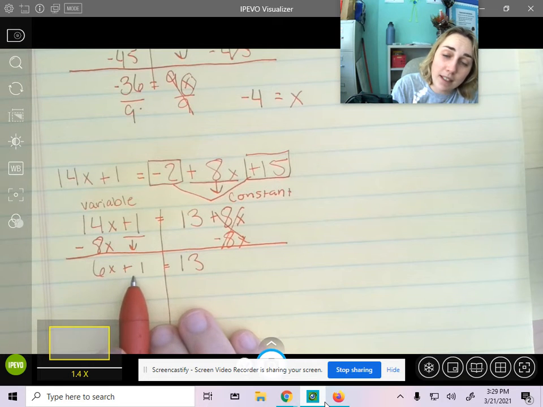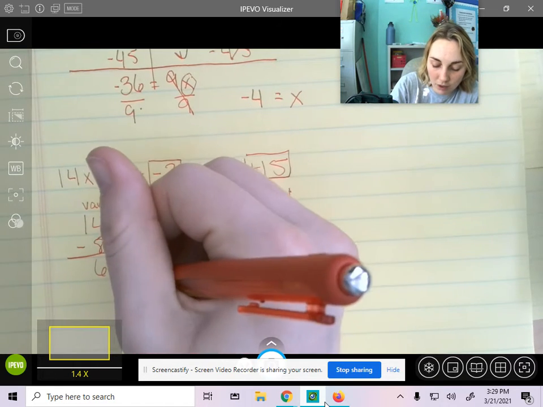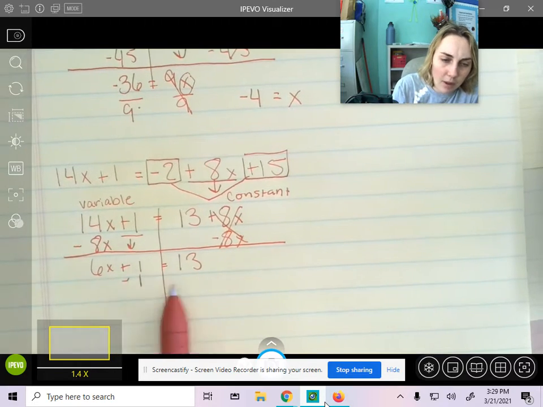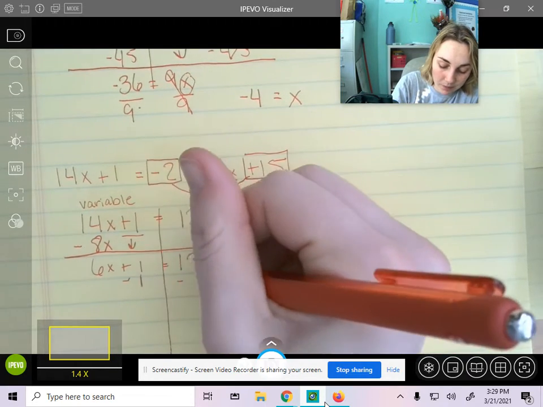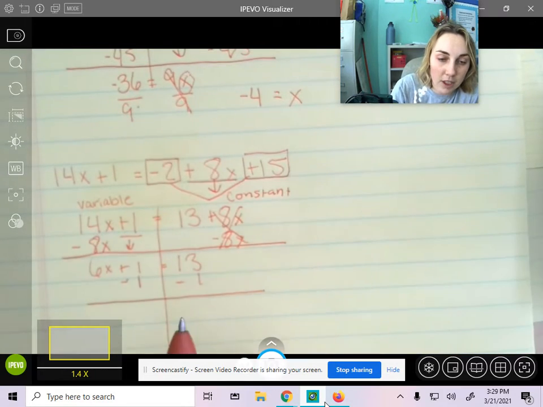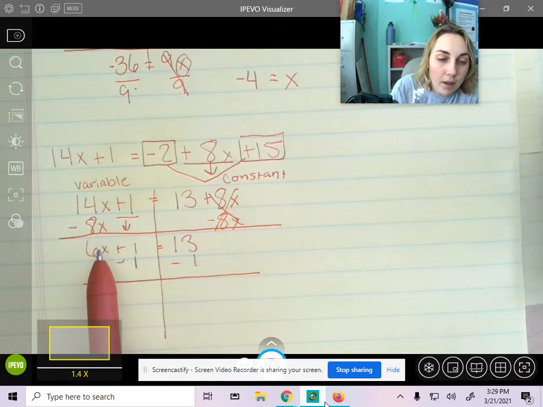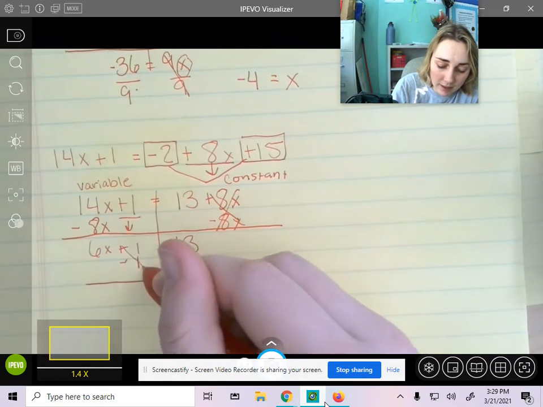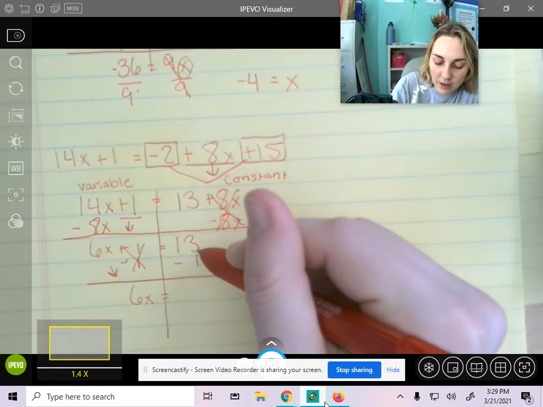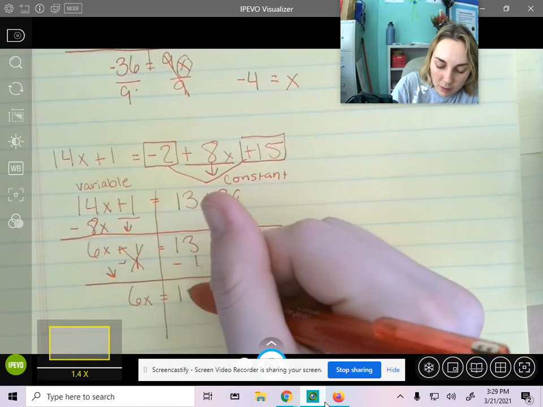So the opposite of a positive 1 is a negative 1, or the opposite of adding 1 is to subtract 1, same thing. And if I do that on one side, I need to do that on the other side as well. All right. So I'm going to bring down my 6x because these are opposites, so they're going to cancel out. And then 13 minus 1, well, that's going to leave me with 12.